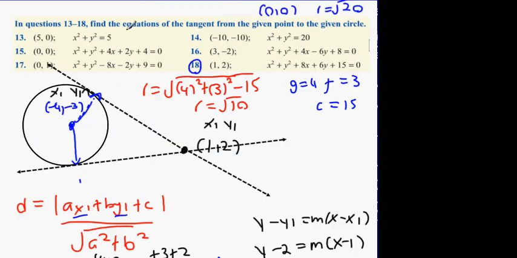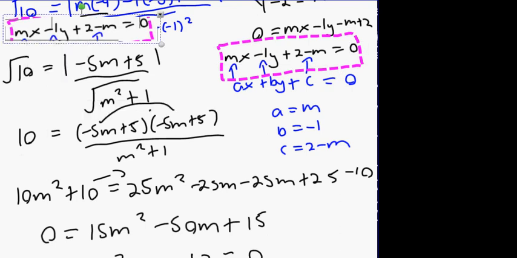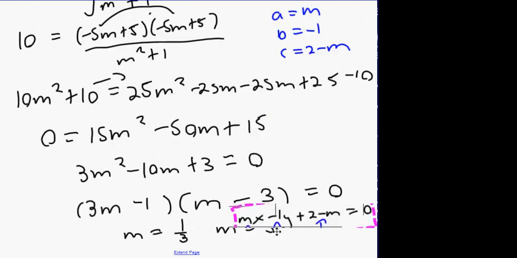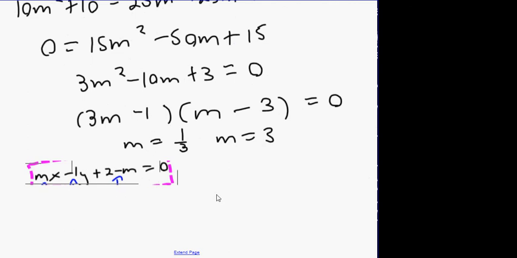I reread the language of the question. The question specifically states the equation of the tangent, not just the slopes. So in order to do this, I relocate the equation of my line, which is located here. Just bring that down the bottom, store it. So it's mx minus 1y plus 2 minus m. It's just a matter of putting in the equations.